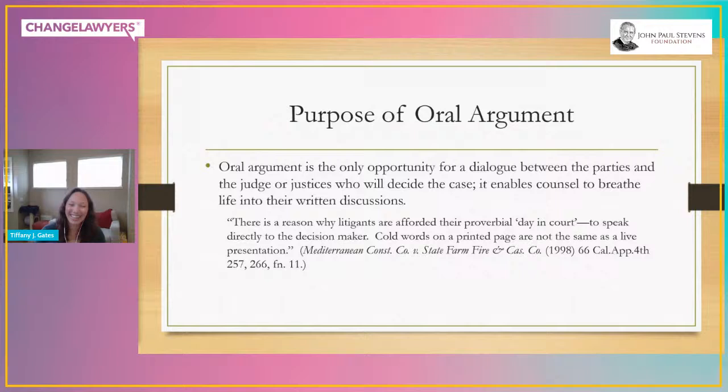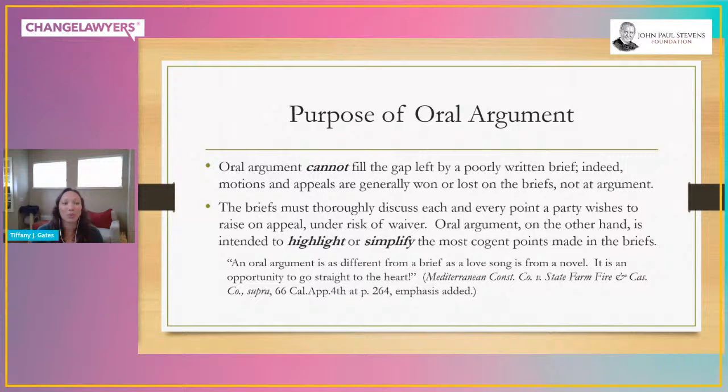In addition, briefly, what oral argument is not: it is not a substitute for any gaps that may have been left by the written briefs. There's this notion in the law that the written briefs are where the arguments are won and lost. And I think there's a lot of truth to that belief. But that doesn't mean that oral argument doesn't still serve an important purpose.